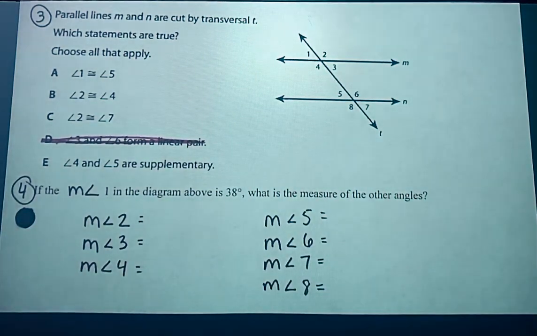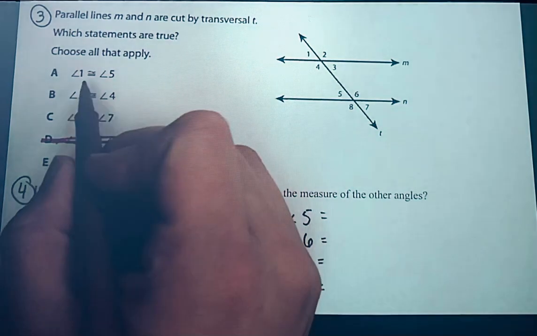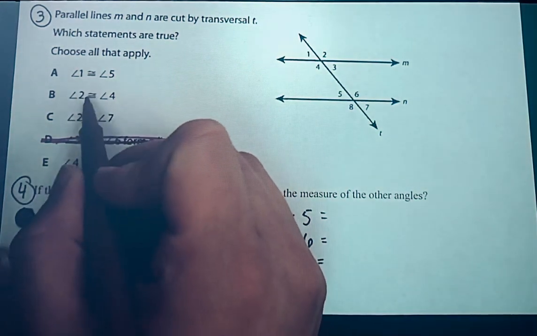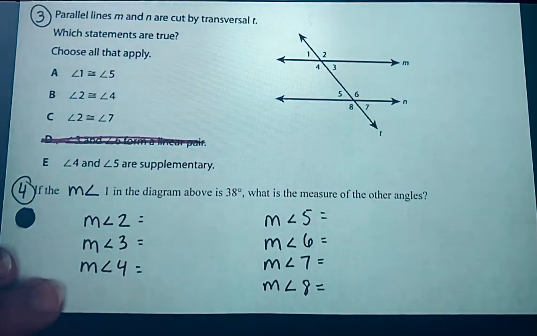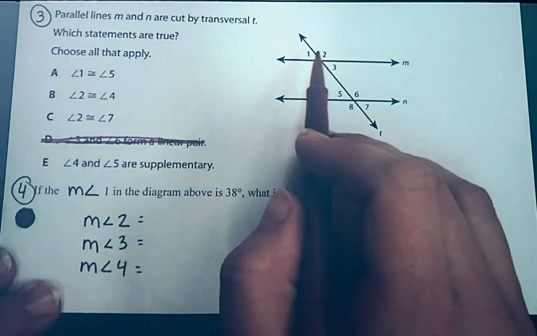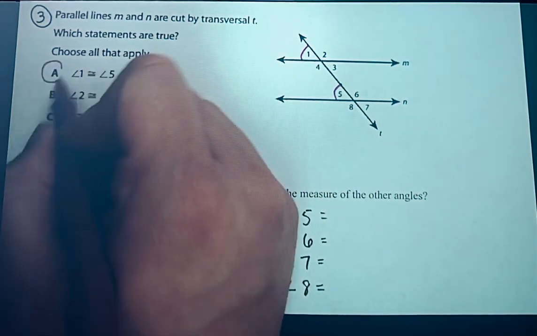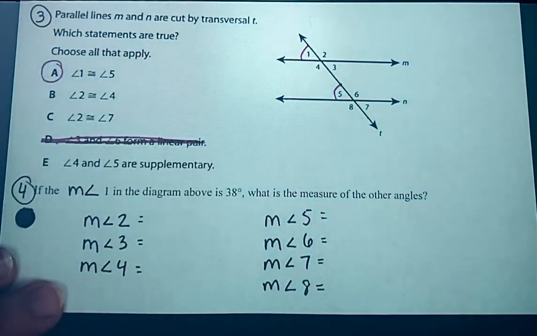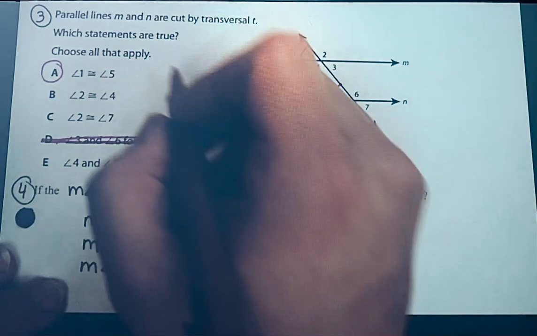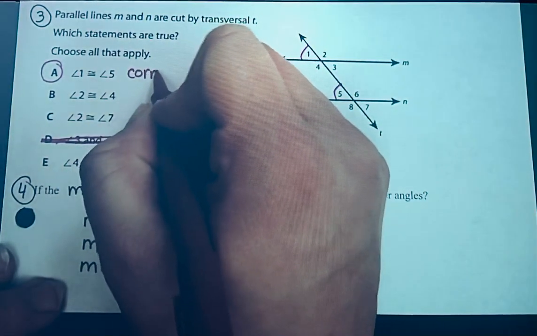It says parallel lines M and N are cut by transversal T. Which statements are true? Choose all that apply, meaning we're going to choose more than one. This symbol here just means congruent. Okay? Angle 1 and 5. 1 and 5. They are congruent. The reason why they're congruent is because those are corresponding angles.